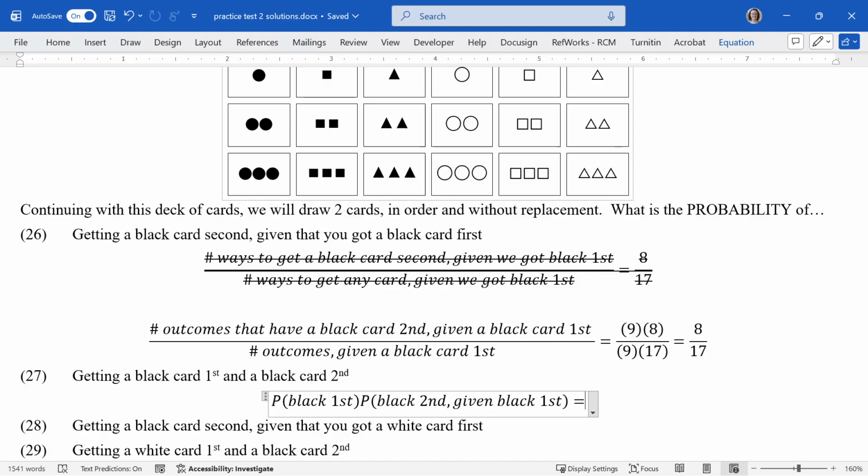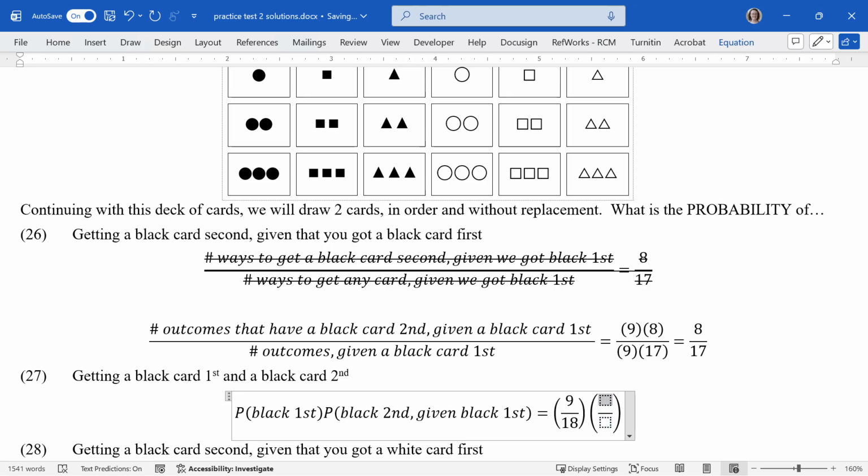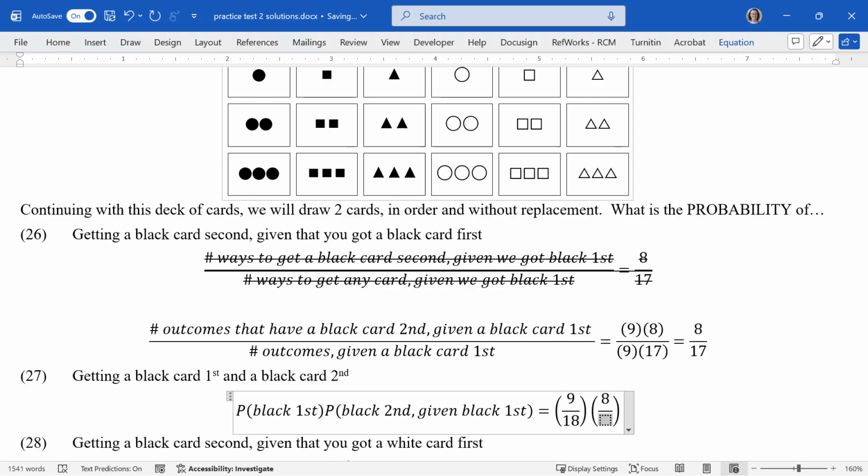Okay, so the probability of getting a black card first is 9 out of 18, or 1/2. So that's our first number. And then we're going to multiply that by the probability of getting a black card second, given that you've already taken out 1 black card, and that's going to be 8 out of 17. Oop. Okay, I'm really all over the place in this video.